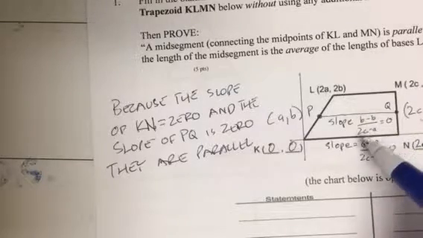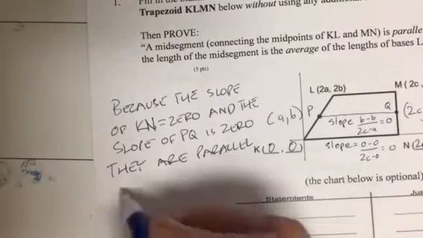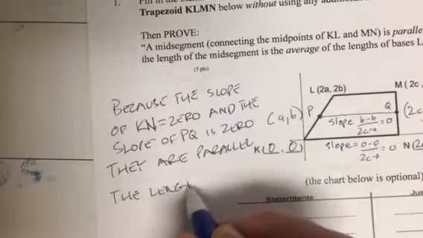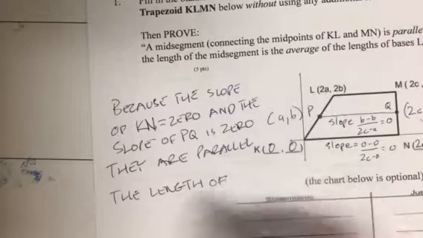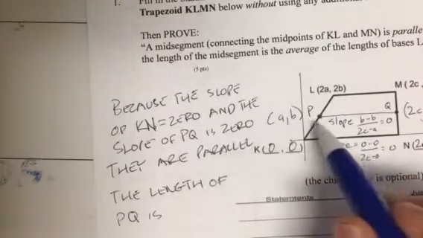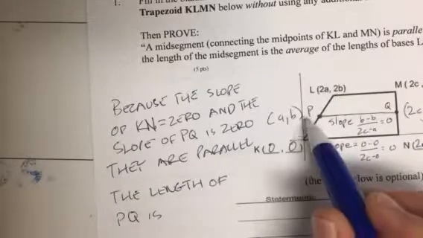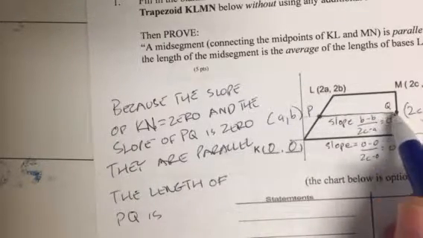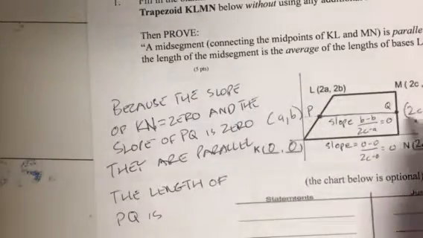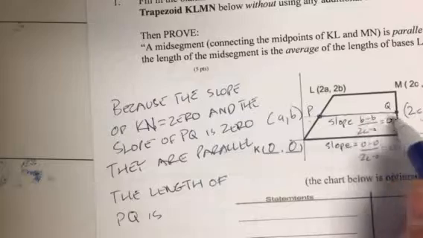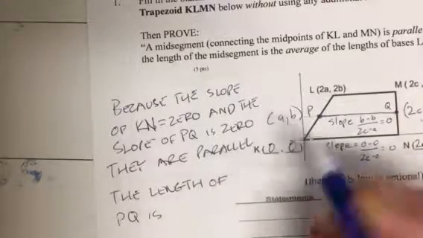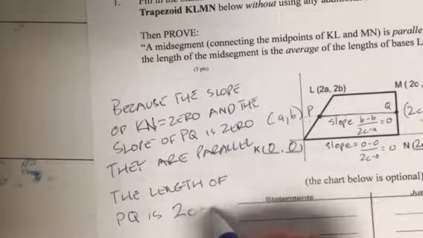I want to prove that they're the average, okay? So the length of PQ is, well, how long is this length right here? Well, it's going to be that entire length all the way out to there minus this small bit. That's all the x values. So I'm going to have the 2c is the distance all the way out there in my x direction, and then I'm going to take away this amount, which is a. So that's 2c minus a.